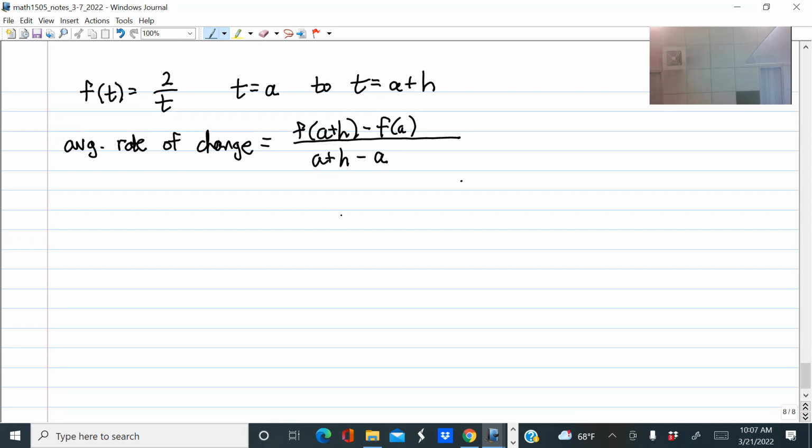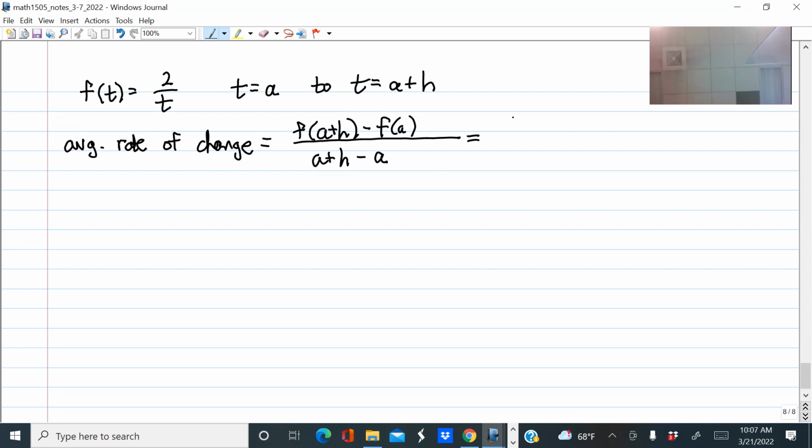Now, once you've got that step, in most problems that's really the key step. In most of these average rate of change problems, the key step is remembering how to compute average rate of change. But in this problem, it turns out to be not quite that straightforward from here to simplify the algebra.